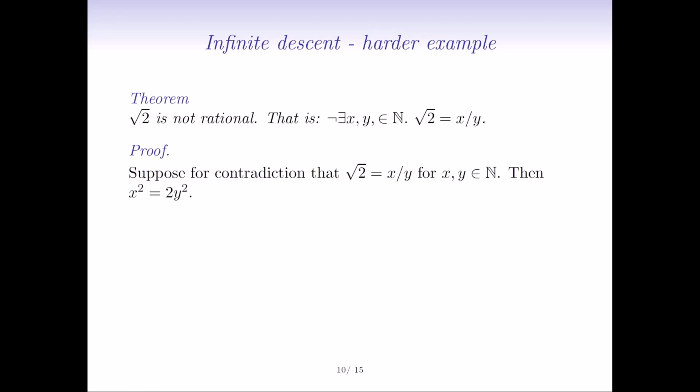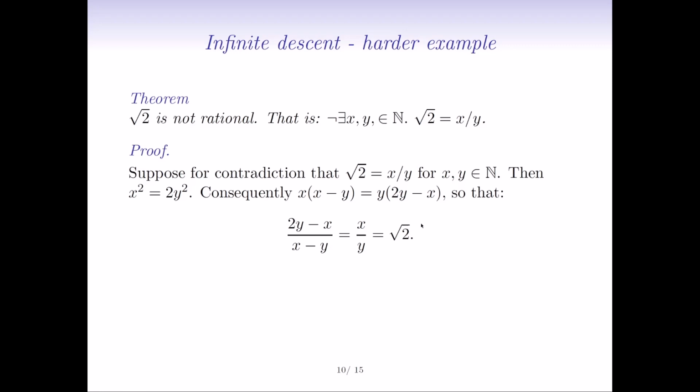That's a simple manipulation, and you can check all the manipulations that I do in this proof. Now, if I subtract xy from both sides and factor out, then that means that x times x minus y is equal to y times 2y minus x. And that means, just by dividing, that 2y minus x over x minus y must be equal to x over y, and that's just by dividing both sides. And that means that x over y is itself equal to the square root of 2 by assumption.